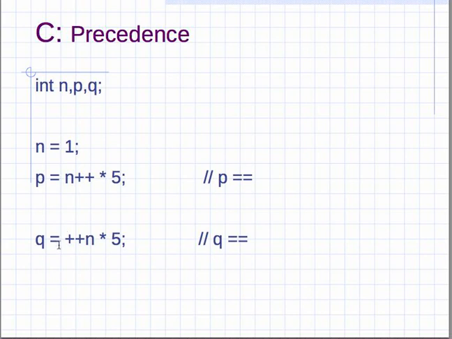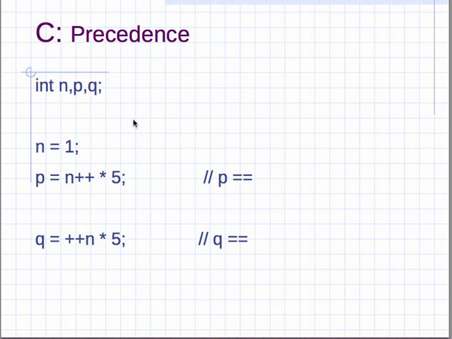We're going to compute a value for q, but this time around we're going to use plus plus n. Here the situation is a little different. Plus plus n increments n, but also the value of this sub-expression, that is plus plus n, is the new value of n, which is 3. So plus plus n will be 3. 3 times 5 is 15, and so q will be equal to 15.